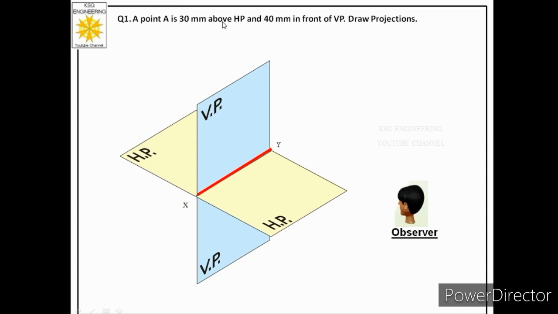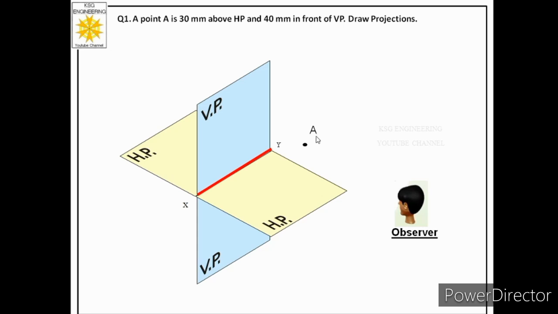So this word above HP and this word in front of VP tells us that point is in the first quadrant, because in the first quadrant the position of the point is defined as above HP in front of VP. This we have learned in quadrants lecture. So let us place the point in the first quadrant.